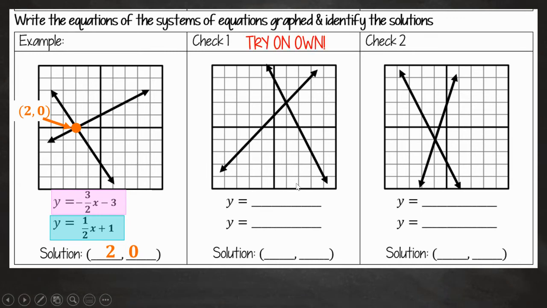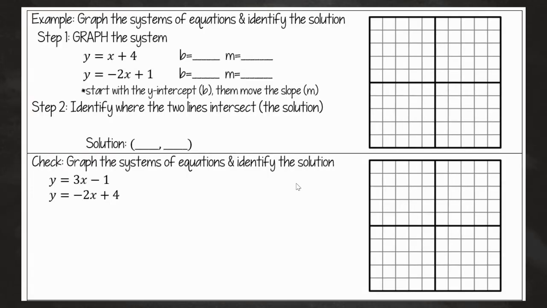You're going to try Check 1 and Check 2 on your own, and you'll later be able to check those in Canvas to see if you did them correctly. And now we're going to move on to our next example.